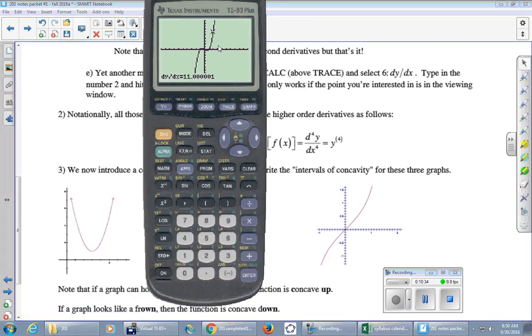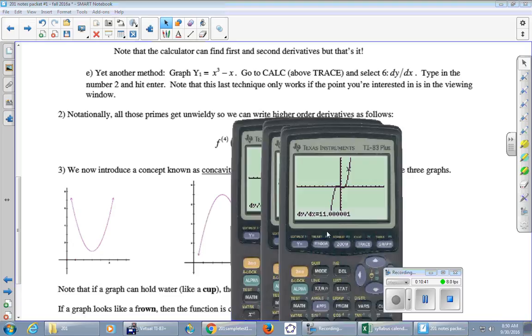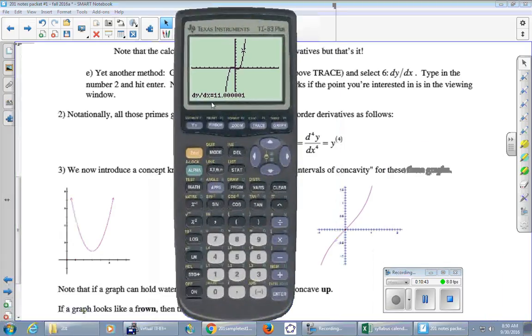What about dy/dx, the function on the calculator, that will draw up the graph? I hit graph beforehand. Yeah. Okay. All right. I think that's good.